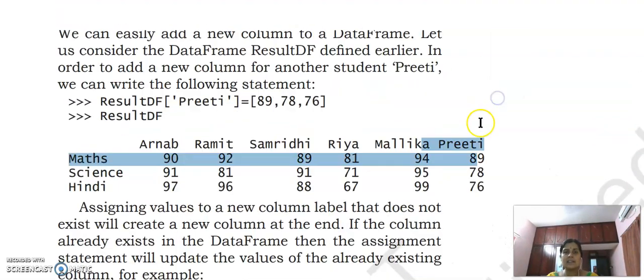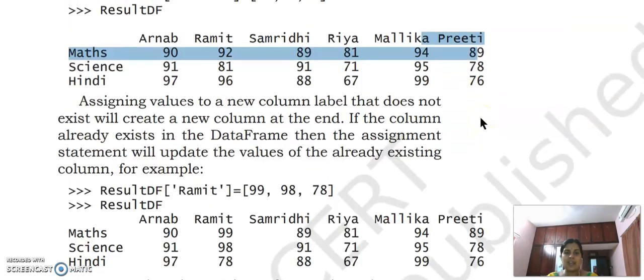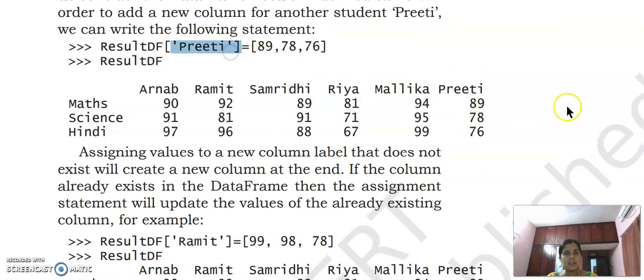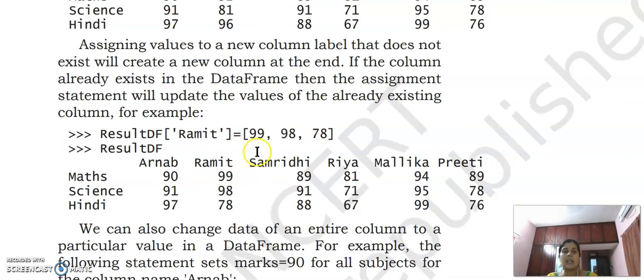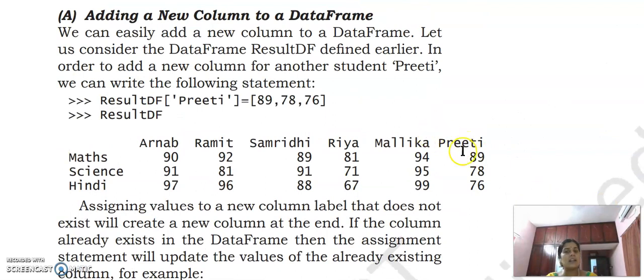Here, Preeti does not exist in this data frame. That's why a new column Preeti is created. Suppose there is an existing column, say Ramit, and we want to change the data to 92, 81, 96. It uses the same method. Result df of Ramit equal to 99, 98, 78. Then these values, 92, 81, 96, are replaced by 99, 98, 78. So if a column doesn't exist, a new column is created at the end of the data frame. That's the first case.